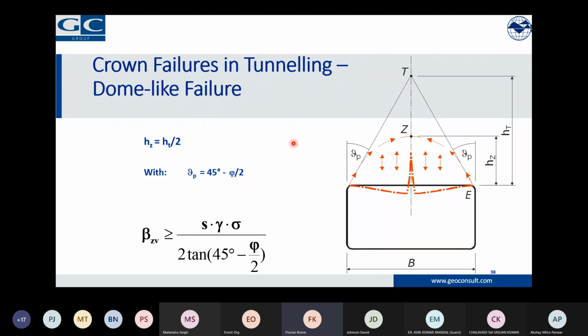Now, for the crown failures in tunneling, there are two, so to say, major ones. One is the dome-like failure, where basically still a limited area of the crown is triggering a failure. Basically, this material here, this rock mass, is loosened, is having not much confinement, and then it triggers a fall of this mass here. But in this case still, it is depending on the friction angle, and one has to see one thing. It is assumed that these areas, the side walls, are still intact. So without that assumption, that would move further outward.